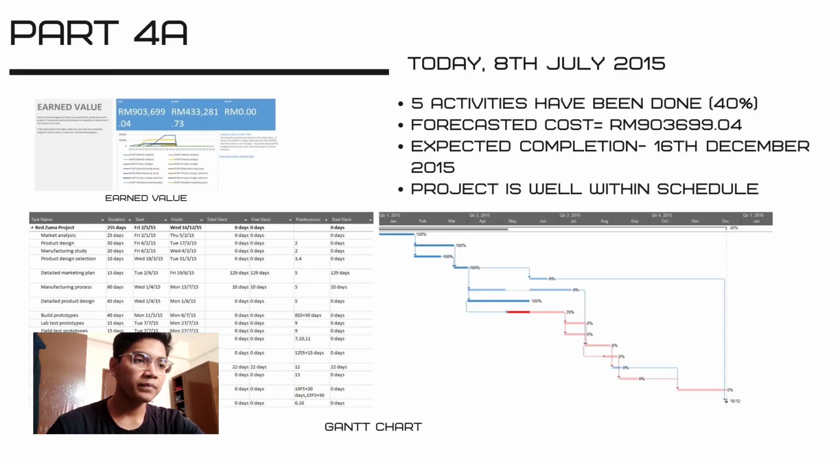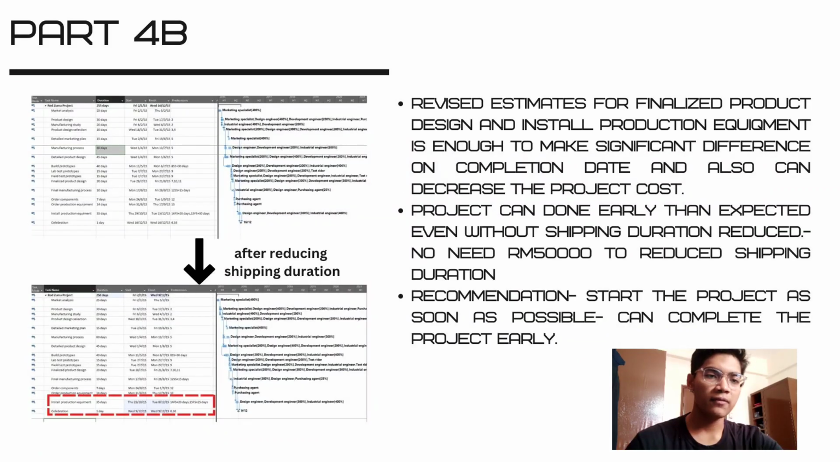Next, for part A, today is 8 July 2015, and 5 activities have been done, which is 40% completed. The forecasted cost is around 903 million. The expected completion is around 16 December 2015, and the project is well within schedule. Onto part 4B, which is the last part.